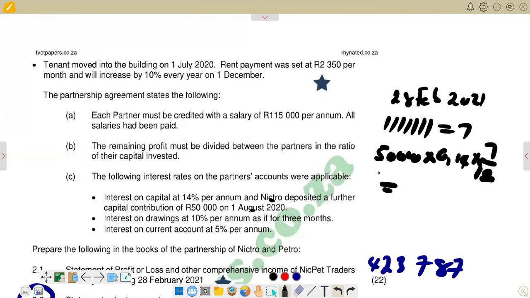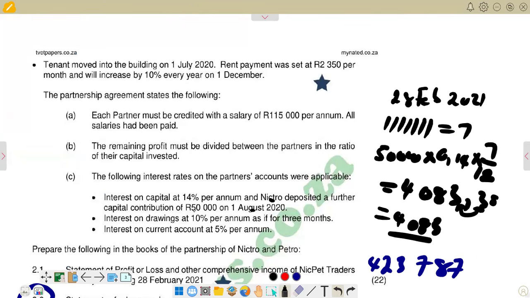So you are going to get 4,083. So here we are saying it's 4,083. And remember also we have some commas there, 38. So this 3 is not going to change our 3 here. So our answer remains as 4,083. So this is the figure that we have for this 50,000, which stayed for 7 months.